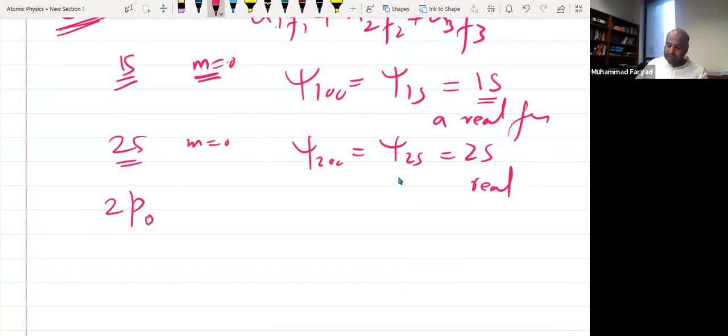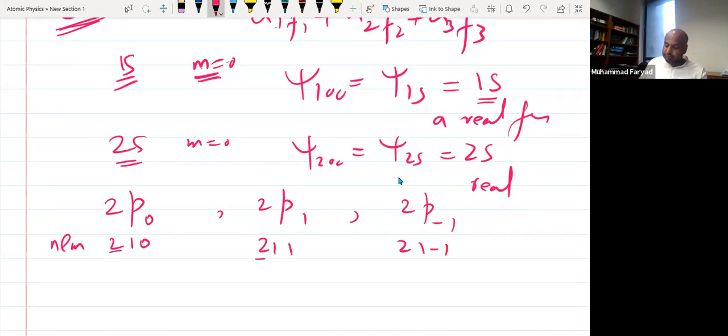We can have 2p 0, we can have 2p 1, or we can have 2p minus 1, right? So 2p 0 means n, l, m is 2 1 0, and 2 1 1, and 2 1 minus 1. So n is 2, l is 1, and m is 0 for 2p 0, m is 1 for 2p 1, and m is minus 1 for 2p minus 1.